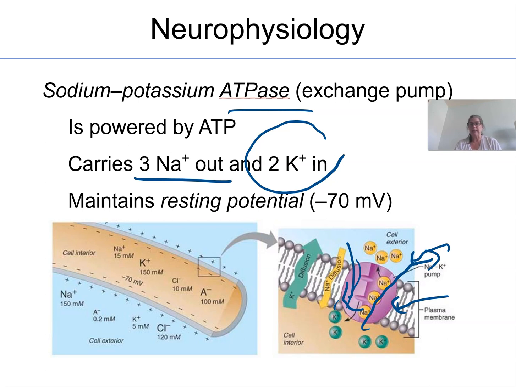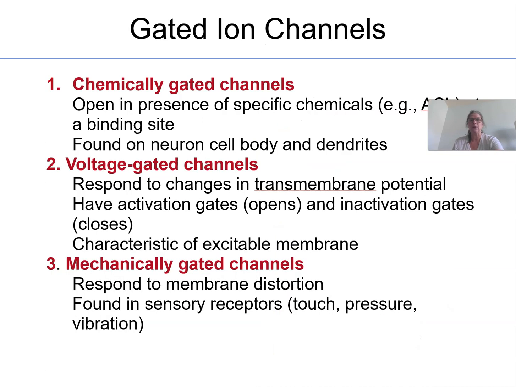So the sodium potassium pump is what maintains the RMP. The RMP is negative because the cell membrane is more permeable to potassium, and potassium leaves, all right? More potassium leaves and is replaced by sodium.